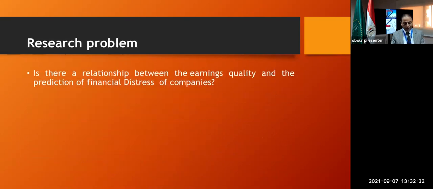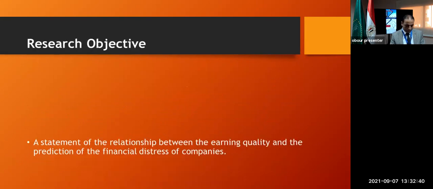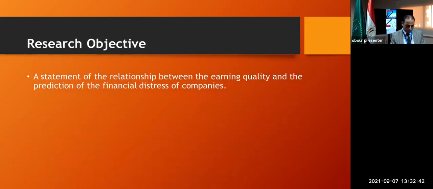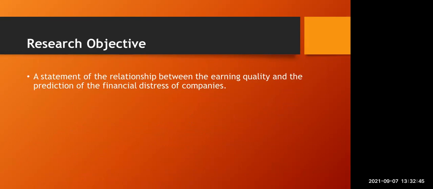Research problem. Is there a relation between the earning quality and the prediction of financial distress of companies? Research objective: a statement of the relation between earning quality and the prediction of financial distress of companies.